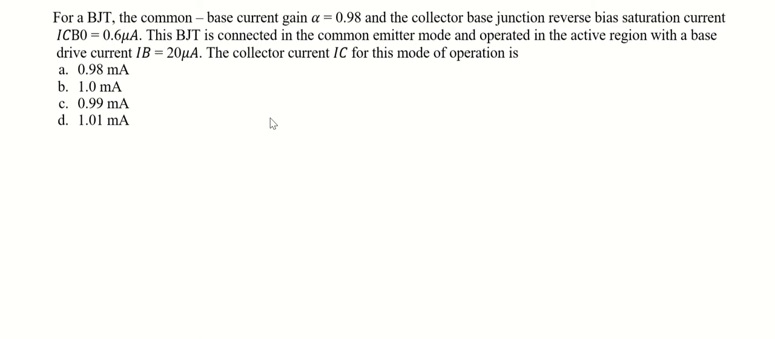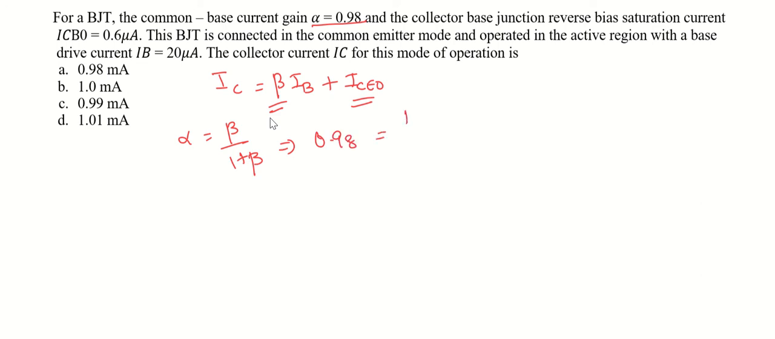For this I am going to use the formula IC equal to beta IB plus ICEO. For that I need beta and ICEO. Alpha is given here, and from that I can find the value of beta. How? Alpha equals beta divided by 1 plus beta, which implies 0.98 equals 1 divided by 1 plus 1 by beta. If I simplify this equation, I will get beta equal to 49.